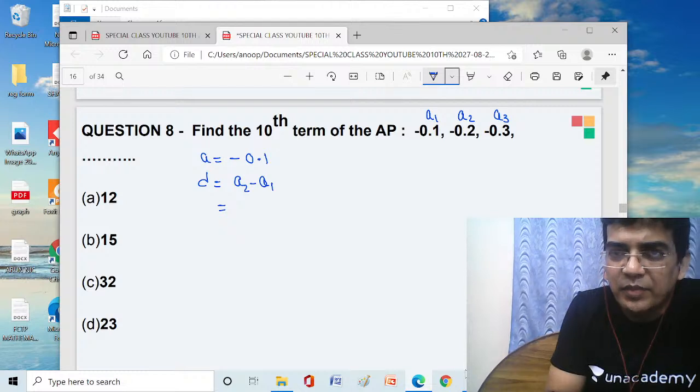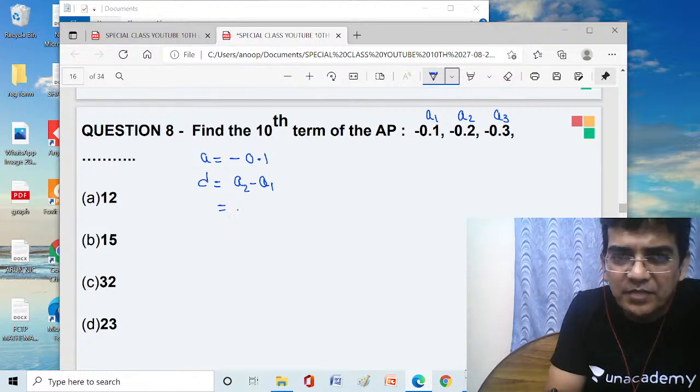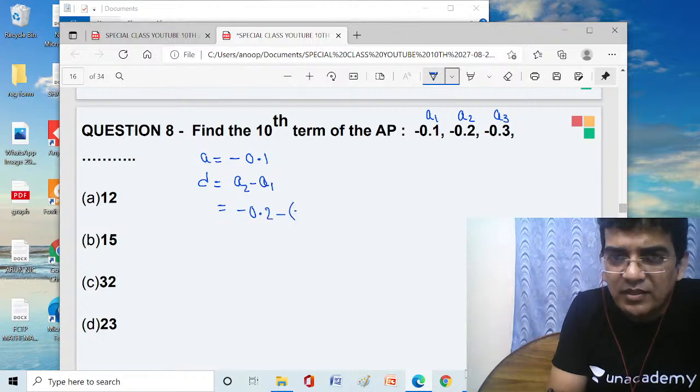A2 minus A1. A2 is minus 0.2. From that you have to subtract minus 0.1. So the result will be minus 0.2 and this will become minus minus plus 0.1.